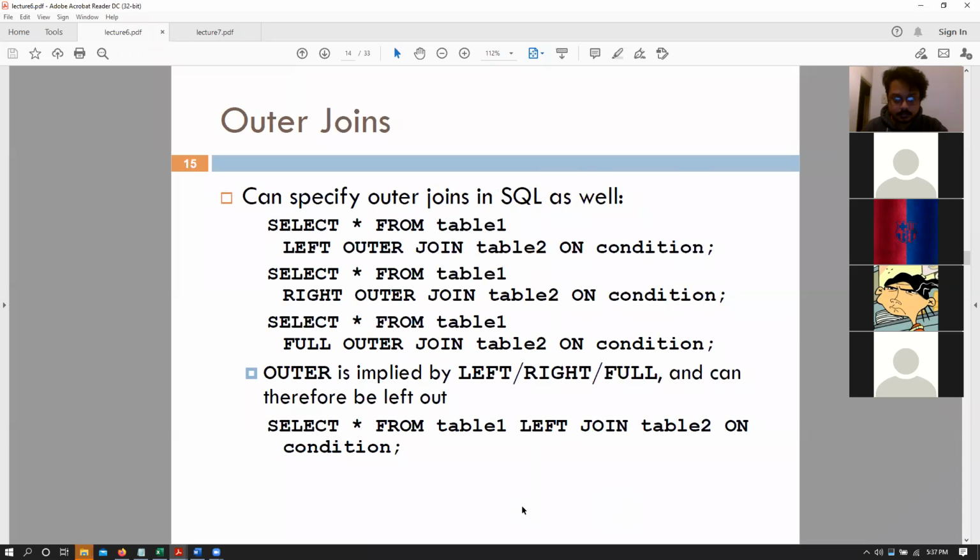So we can also, in terms of outer joins, specify left outer join, right outer join. I mean, we would have to say left outer join, right outer join, or full outer join. We can also say directly left join or right join or full join. And we can just skip writing outer altogether, because left, right, and full are always going to be outer joins, right? Okay.